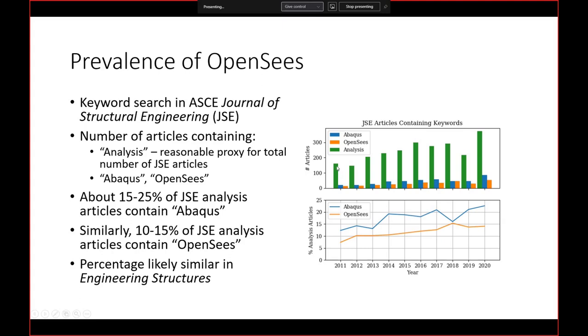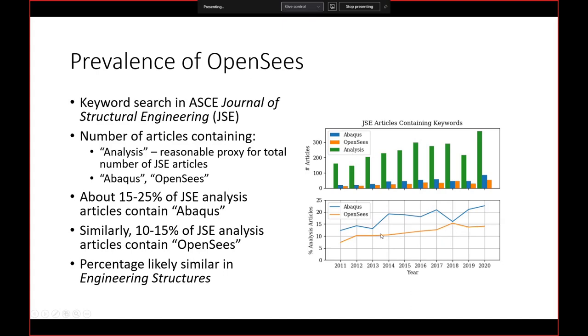Over the last 10 years, 2011 to 2020, the number of analysis articles has generally grown. Although in 2019 there's a little bit of a dip, but that's okay. And then the number of articles with Abaqus in the article, and the number of articles with OpenSees.